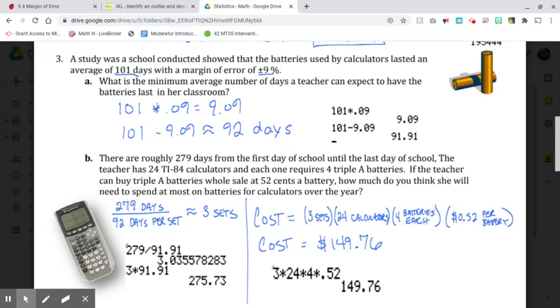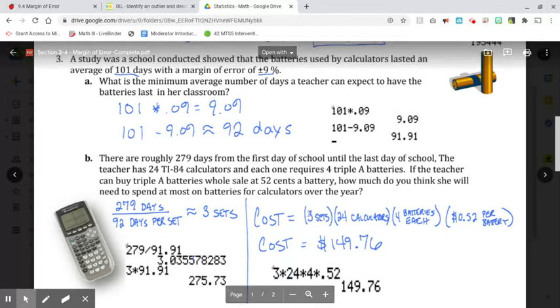So 279 divided by 92 gives us just over 3. You get 3.03. So that means you need about 3 sets of batteries to get through the whole school year, because they're going to start to run out every 92 days. So you need about 3 sets of batteries.